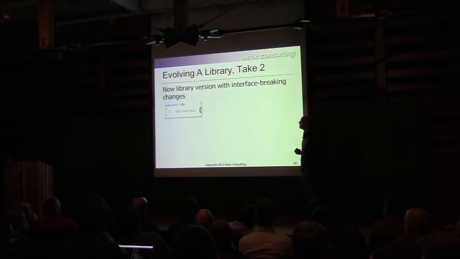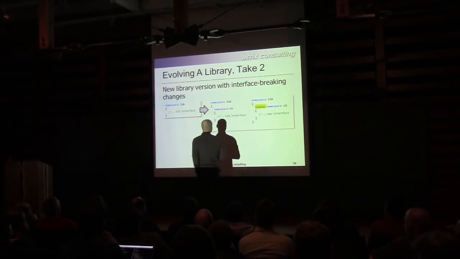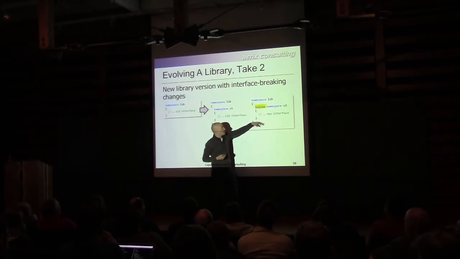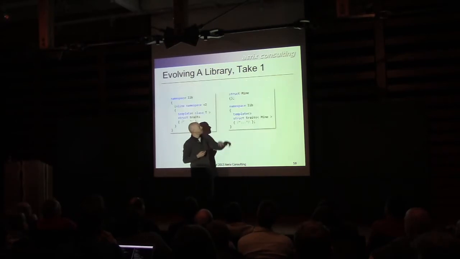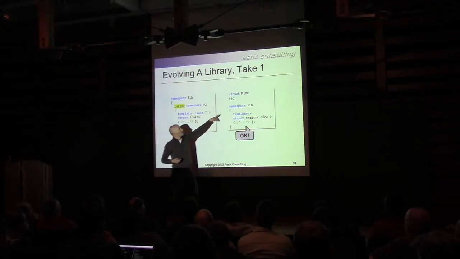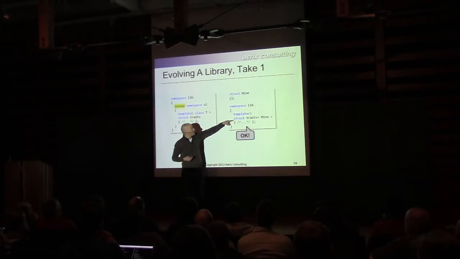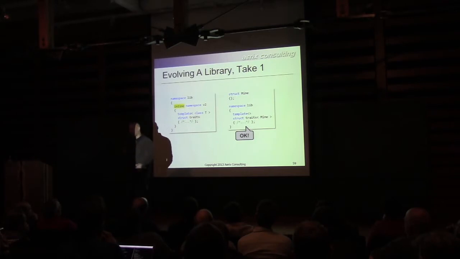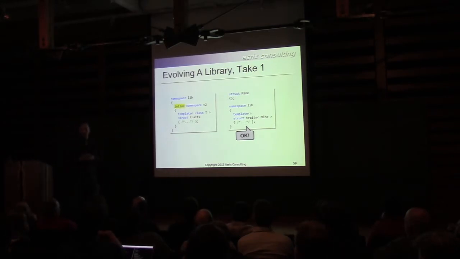So the committee gave us inline namespaces, and that solves this problem, okay? So we say inline namespace v2, and everything in this namespace is automatically exported into the outer one, and I could just open lib and specialize the traits. That works. Okay, that's at least one problem solved. Any questions about that? Inline namespaces? Yeah. How does this change in the face of ADL? Oh, how does this change in the face of ADL?